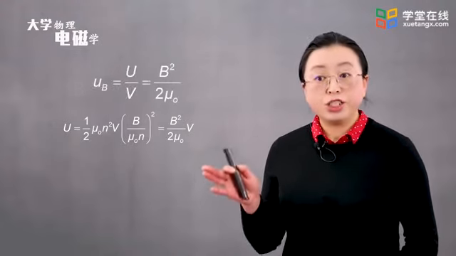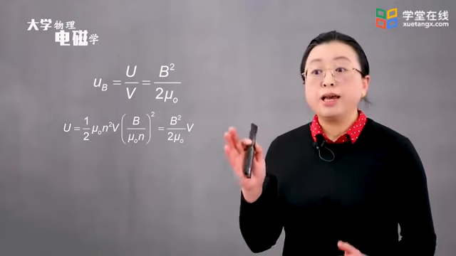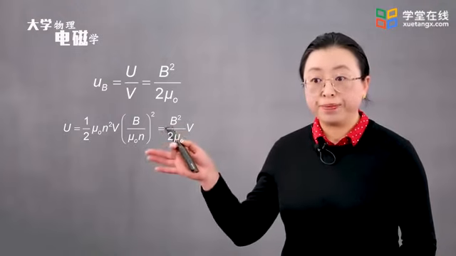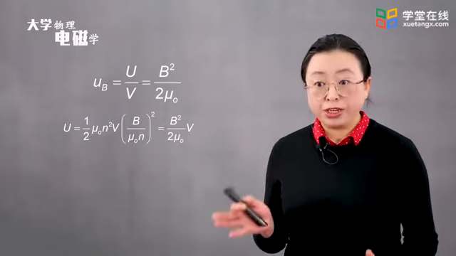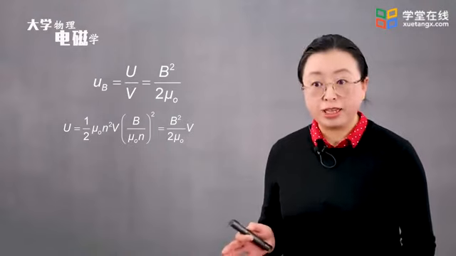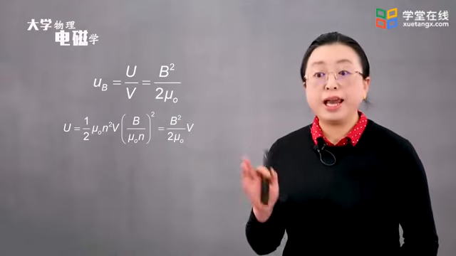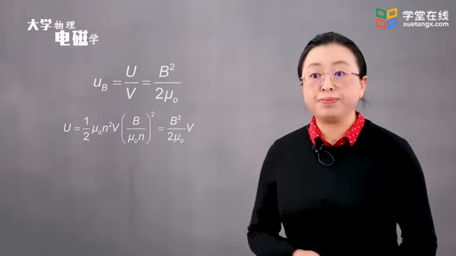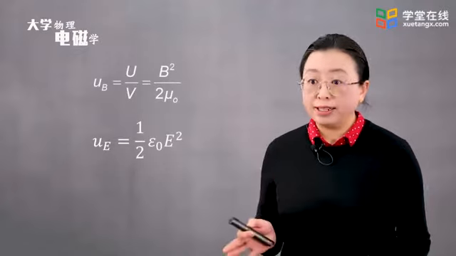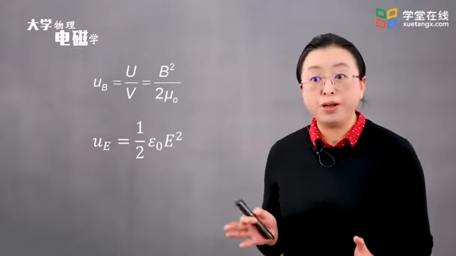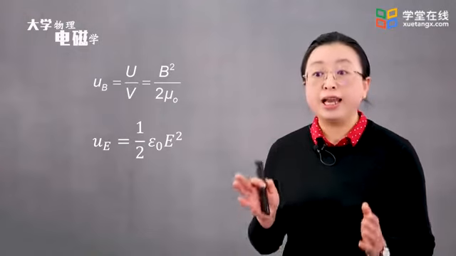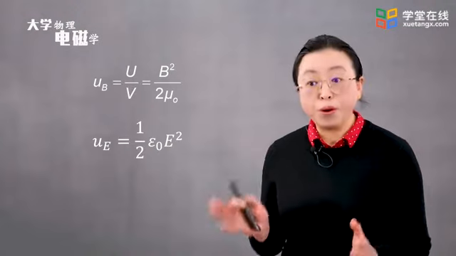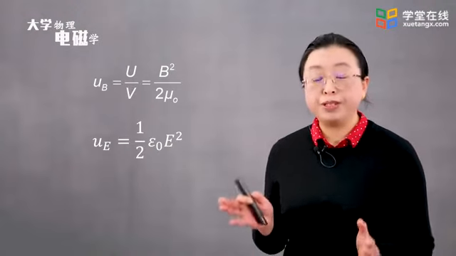Therefore, the magnetic energy density, or energy stored per unit volume in the magnetic field of an inductor, is this one. Although this expression was derived from the special case of an ideal solenoid, it can be applied to any region where a magnetic field exists. We notice that this equation is very similar in form to the equation for the energy density in the electric field. In both cases, the energy density is proportional to the square of the field magnitude.